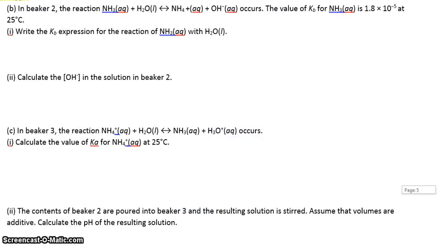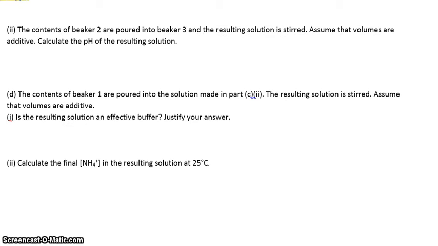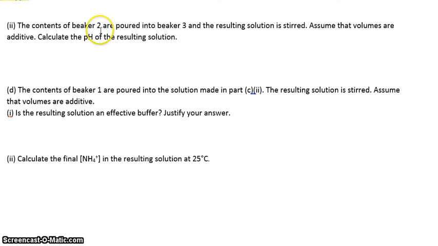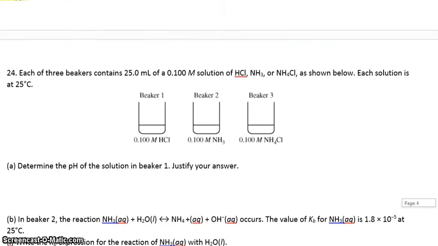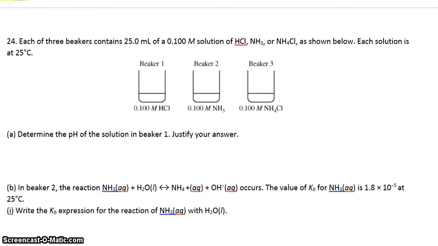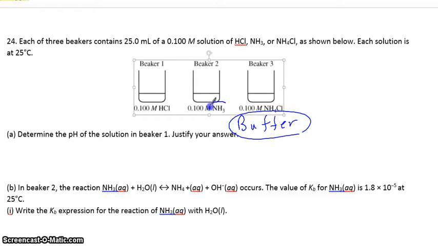Good, so we have part II, and it's saying that we're pouring contents of beaker 2 into beaker 3, and that we are mixing the solutions. So let's take a look at beaker 2 and beaker 3 again. What you have in beaker 2, remember, is NH3. What you have in beaker 3 is NH4 plus. So what you're forming is a buffer. You got yourself a buffer formed, because remember, a buffer consists of a weak base and its conjugate. So we have a buffer.